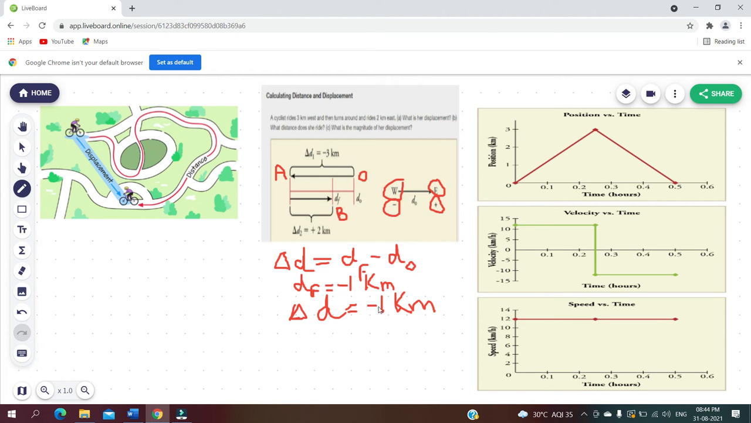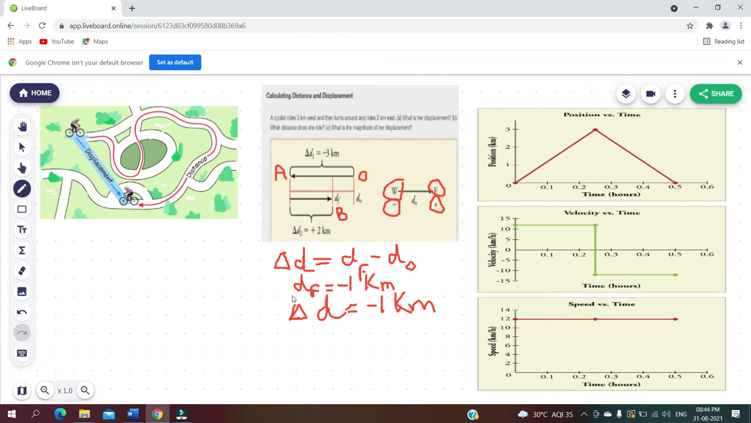Now why this minus 1 sign? What does it denote? It denotes that the change in position of the object is 1 kilometer towards the west. Finally it will be in the west direction, because we have assumed east to be positive, west to be negative. So it is taken as 1 kilometer west.